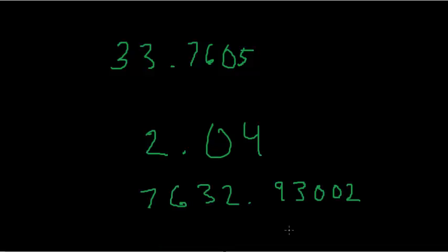This number here, 7,632 and 93,200 thousandths. That would be the proper way to say that number. Again, that's because the 2 here is in the hundred thousandths place. Right, here's our tenths, hundredths, thousandths, 10,000ths, 100,000ths.